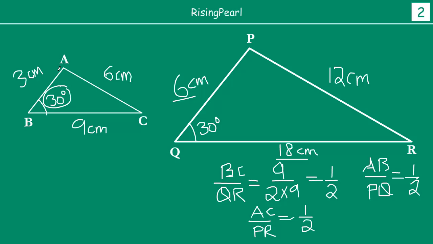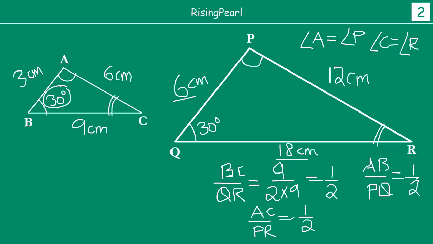Not only that, if you actually measure these two angles, the value of these two angles, you will notice that they are same. You will notice that angle A is indeed equal to angle P, and also if you measure this angle, you will notice that angle C is equal to angle R. That is, the value of angle C will be equal to value of angle R.